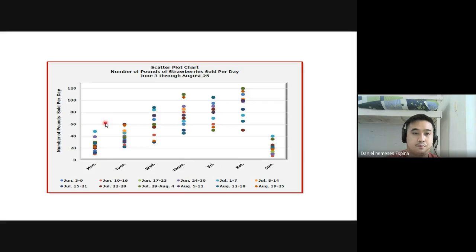So same data gihapon ni siya. So the different colors, gi-represent niya ang week. So these are for 12 weeks. So gi-plot niya tanan. So as you can see, there is some pattern. So it is increasing until Saturday. Then pag abot og Sunday mo decrease ang sales. So mo decrease ang demand on Sunday. So it almost forms a line or a pattern. So it has a high chance of being correlated.